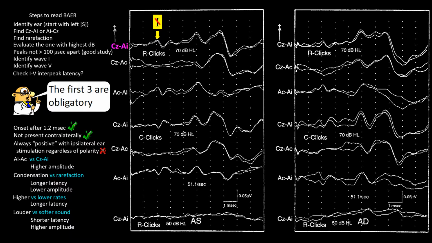So now that we know that the first positive wave is not wave 1, it is time to start again, considering the next positive wave as indicated in this frame. Then the first question is: is the onset after 1.2 milliseconds? Yes, it is over 1.2 milliseconds. So this item is met.